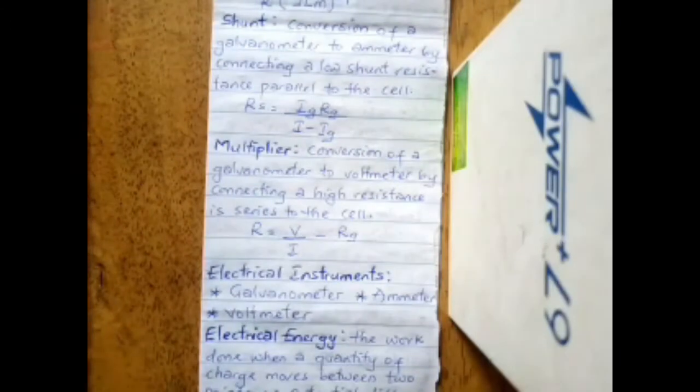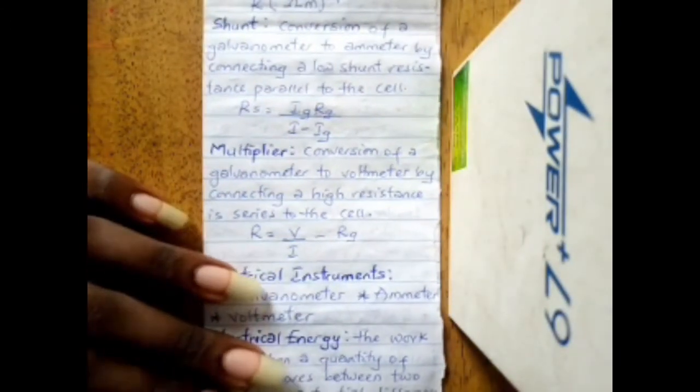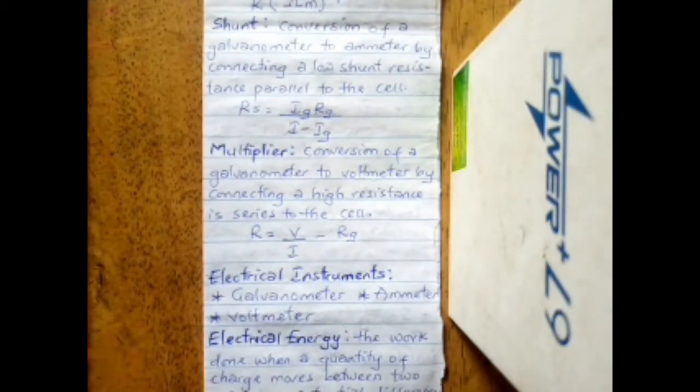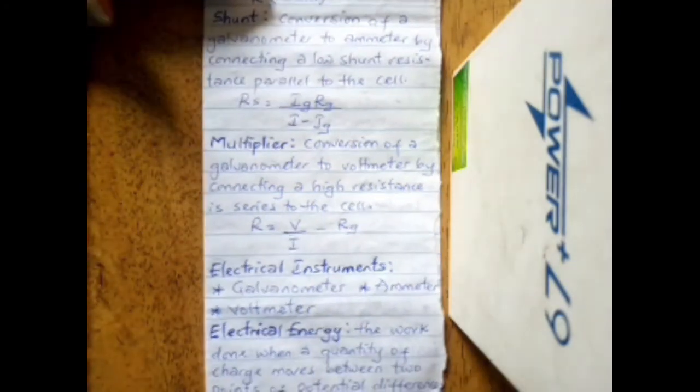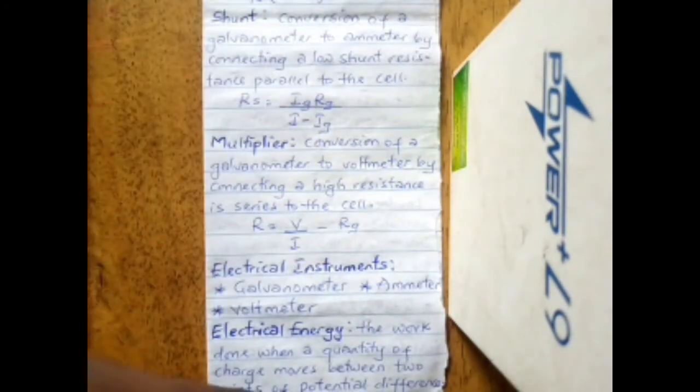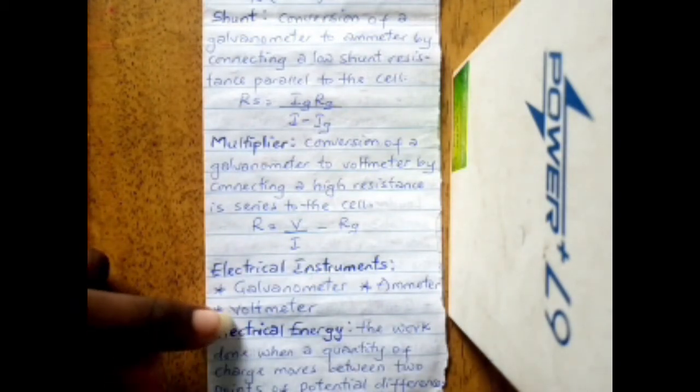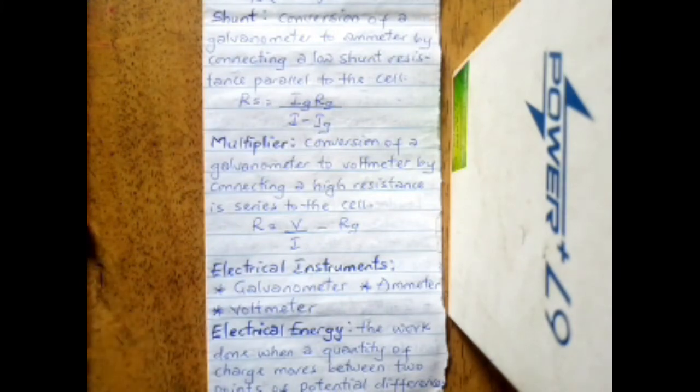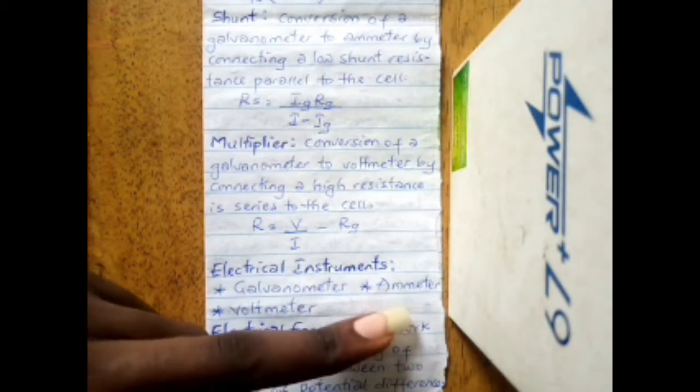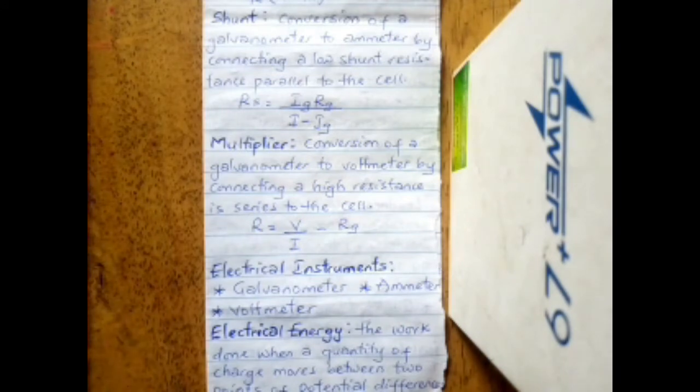Now we have a shunt and a multiplier. What do we mean by a shunt and a multiplier? Now we have various electrical instruments. First, we have a galvanometer, we have an ammeter, we have a voltmeter. Like the name implies, a voltmeter is used for measuring voltage drops, potential difference between ends. An ammeter is used for measuring current. Likewise, a galvanometer is also used for measuring current.